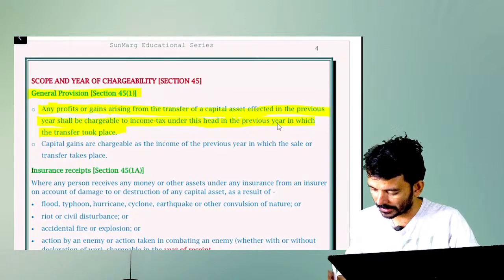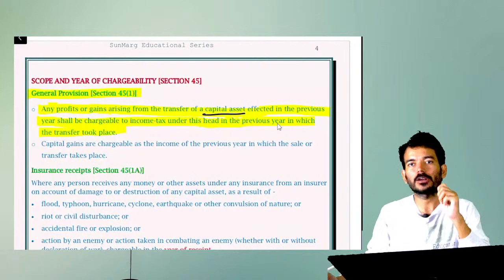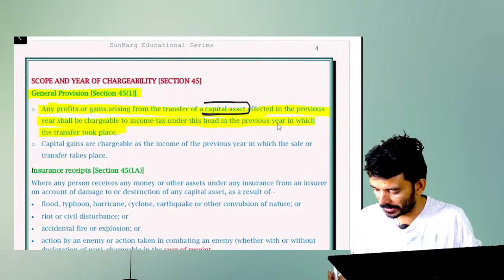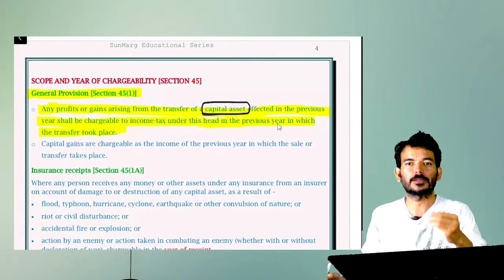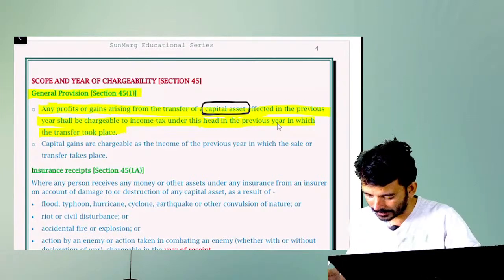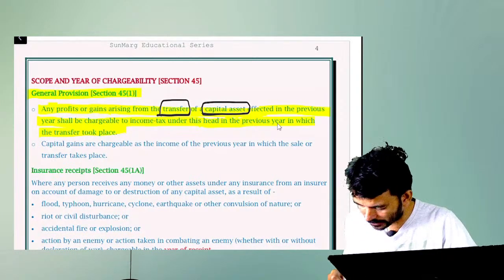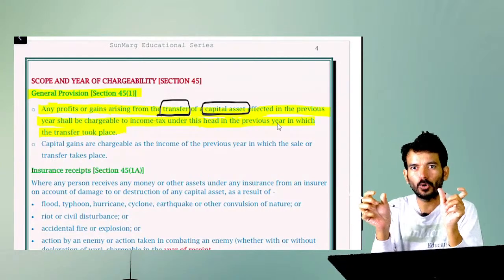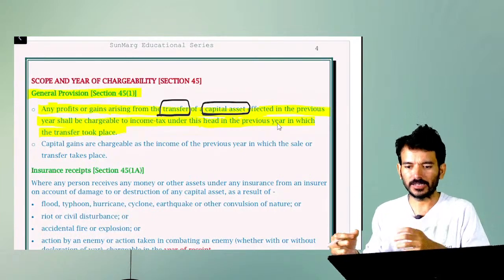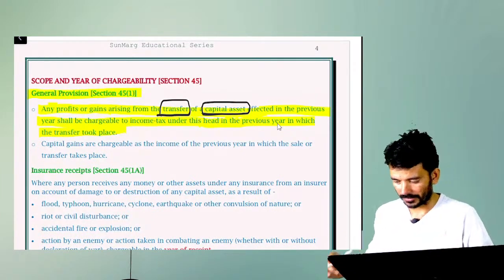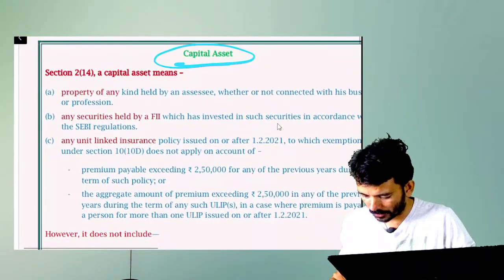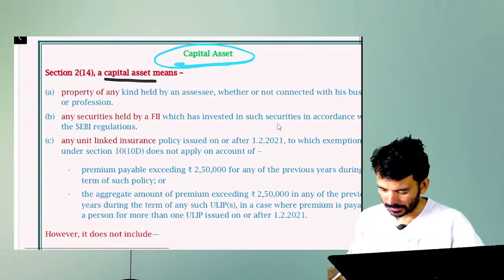So here we can understand that they are saying any profit or gains that you are getting by transferring a capital asset. So we need to understand the definition of a capital asset, and then we need to understand when you call something a transfer. Unless we understand these two terms, what is a capital asset and what is a transfer, there is no point in reading the entire section. So first we'll be focusing on what you mean by a capital asset.